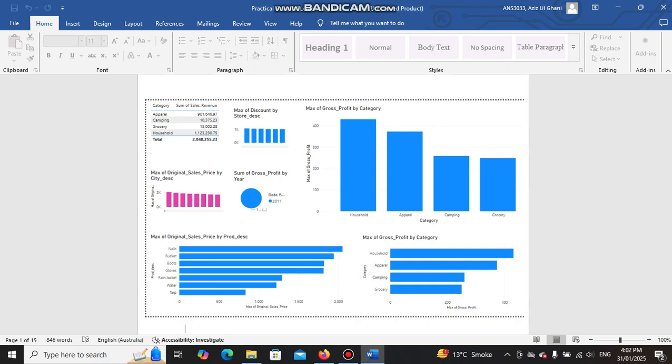At the bottom we have max of original sales price by product description. We have mentioned different products and their original sale price: nails, bucket, boots and gloves, rain jacket, water and tarp, and their sales by price. At last, we have a bar graph which shows the maximum of gross profit by category, plotted horizontally. Here we have four categories: household, apparel, camping, and grocery. Thank you. This was my part, and the rest my team members will display.